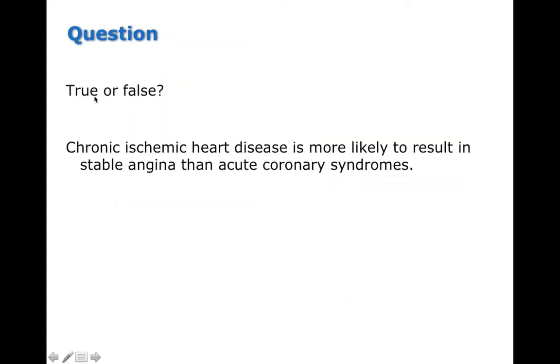Now, true or false here, chronic ischemic heart disease is more likely to result in stable angina than acute coronary syndrome.